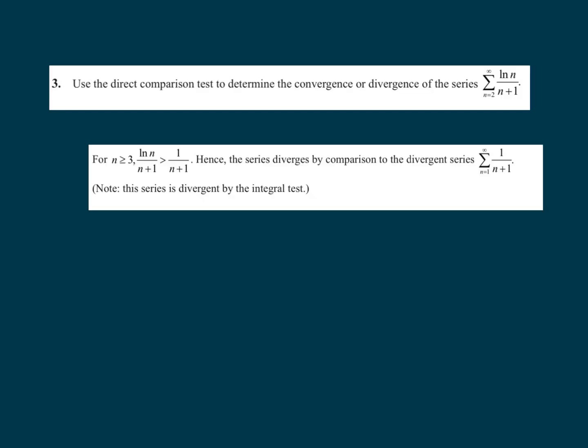Let's solve problem 3. Use the direct comparison test to determine if the series natural log of n divided by n plus 1 converges or diverges. Which series will you use to compare with this series? I will use the series 1 divided by n plus 1. The series 1 divided by n diverges, and of course the series 1 divided by n plus 1 also diverges. So I will compare with this series that diverges.